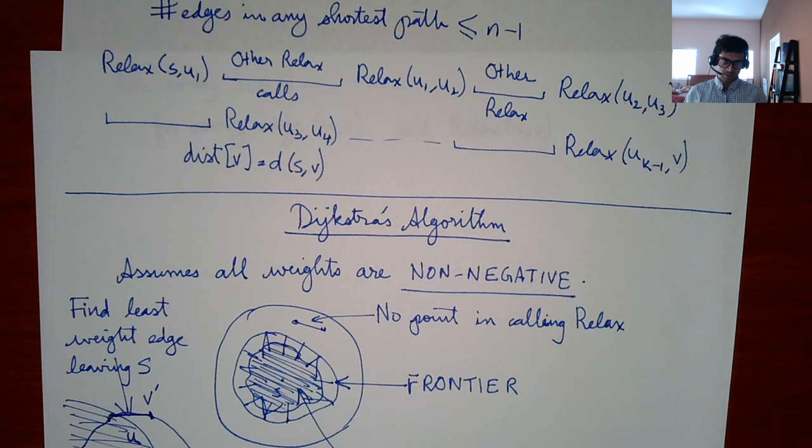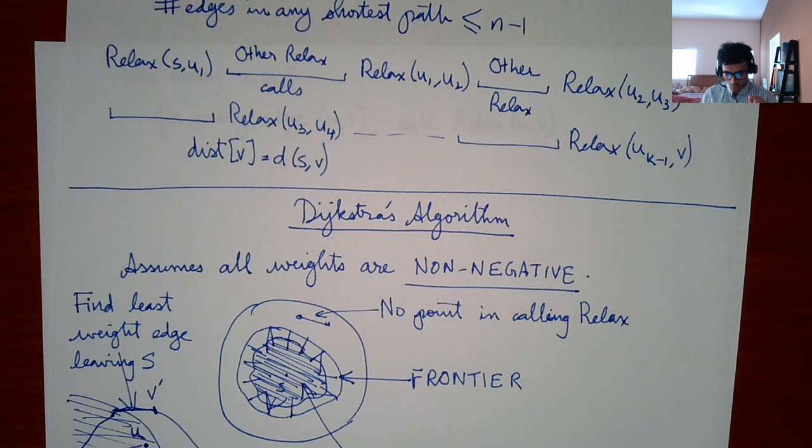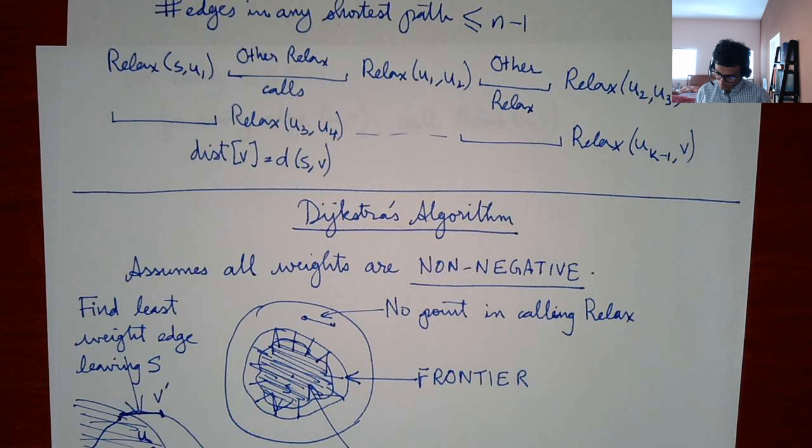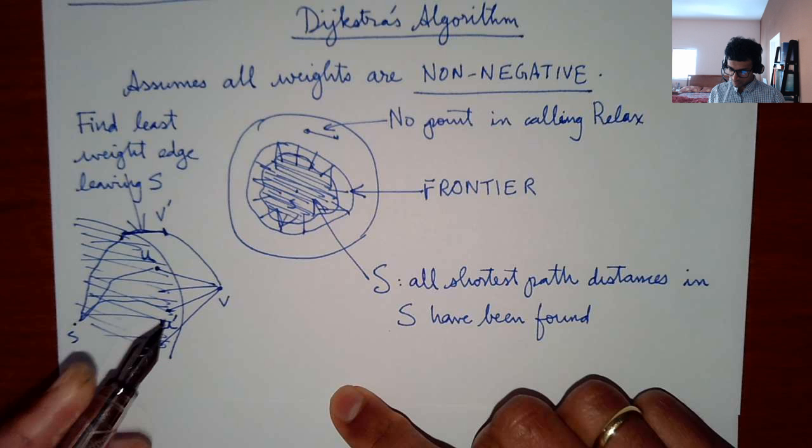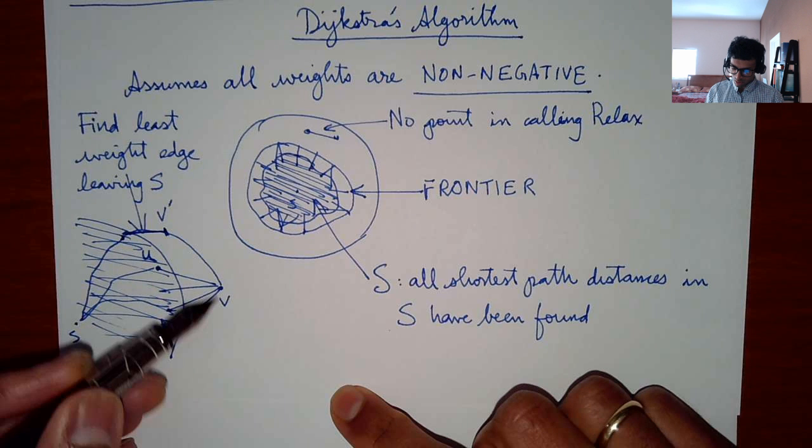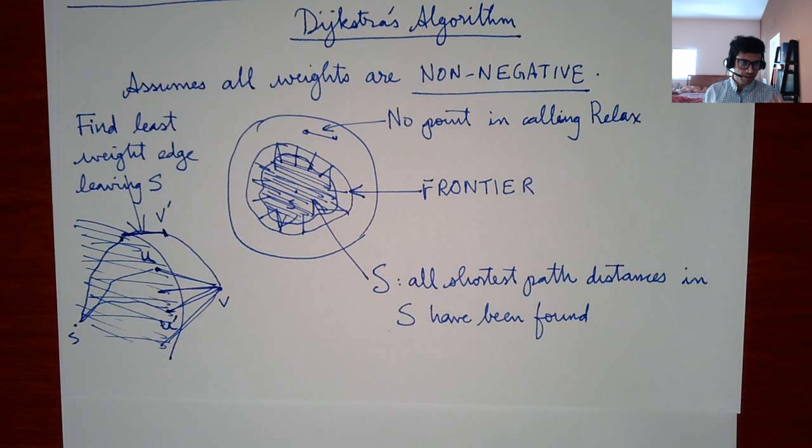Now Dijkstra goes even one step further from this and says if you're more careful, you don't know if all of those edges are really going to be helpful. Because it could be that, for example, V has multiple edges going in here, but the shortest path to V is actually going through V prime. So you don't want to call relax on these edges. Another way to put it is you never want to call relax on edges that are not going to be in the shortest path. But this is like a chicken and egg problem. You're calling all the relax operations to find the shortest path.